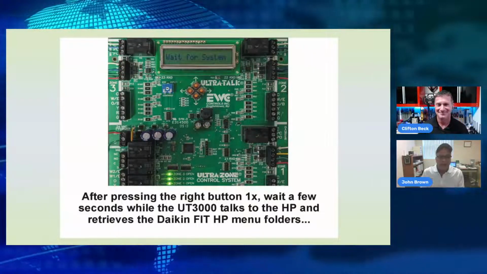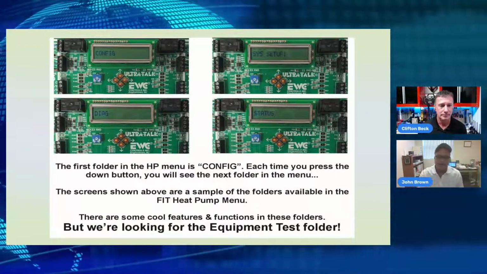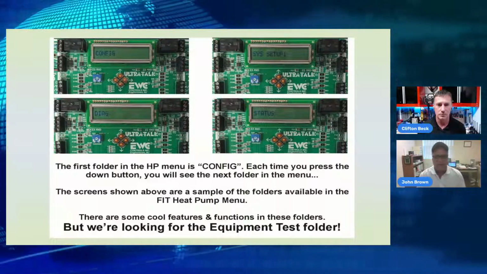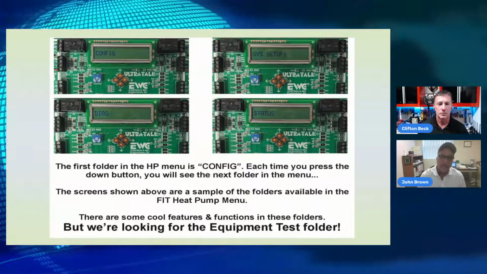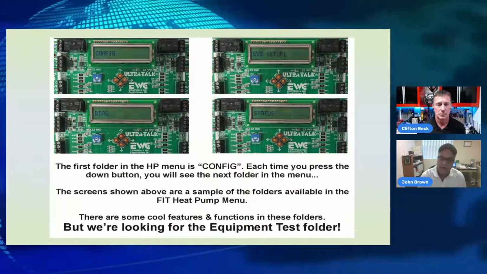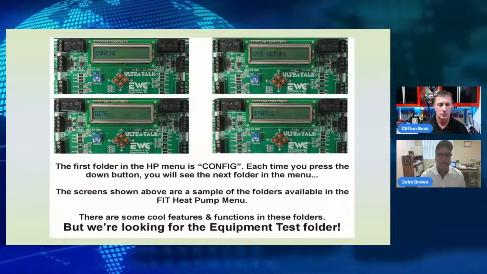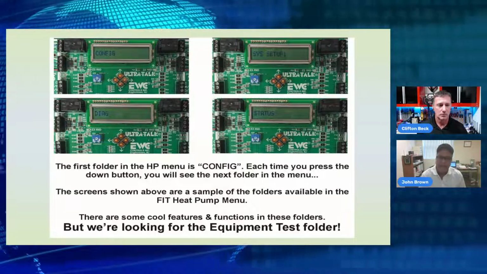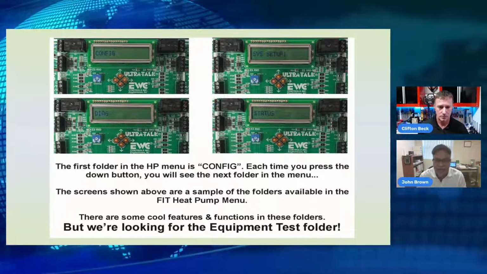So it only takes a few seconds and the screen will change. The very first folder you'll see is the configuration folder. If you keep hitting the down button, you'll see the diagnostic folder. Notice that a lot of these folders are abbreviated. You keep hitting the down button, you'll find the system setup number 1 folder. You'll find status, system setup number 2 folder, all kinds of cool stuff to access.